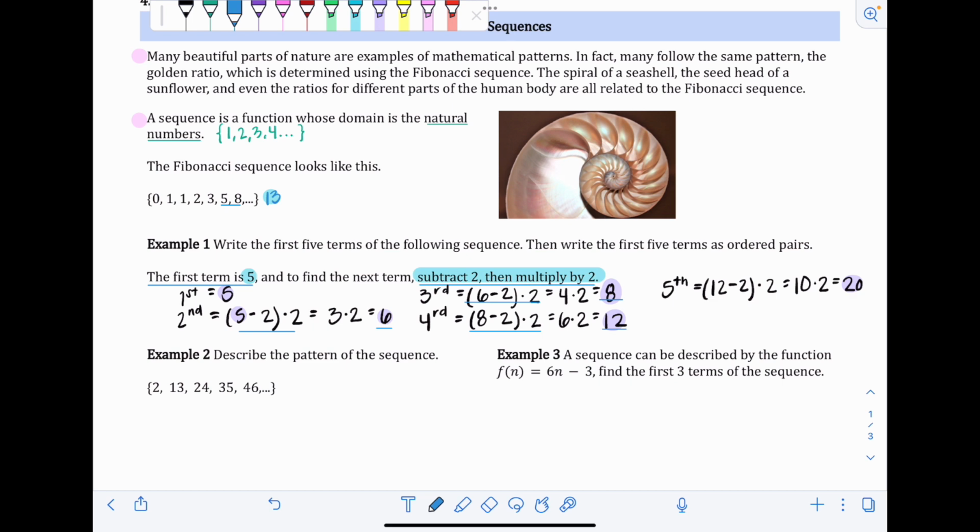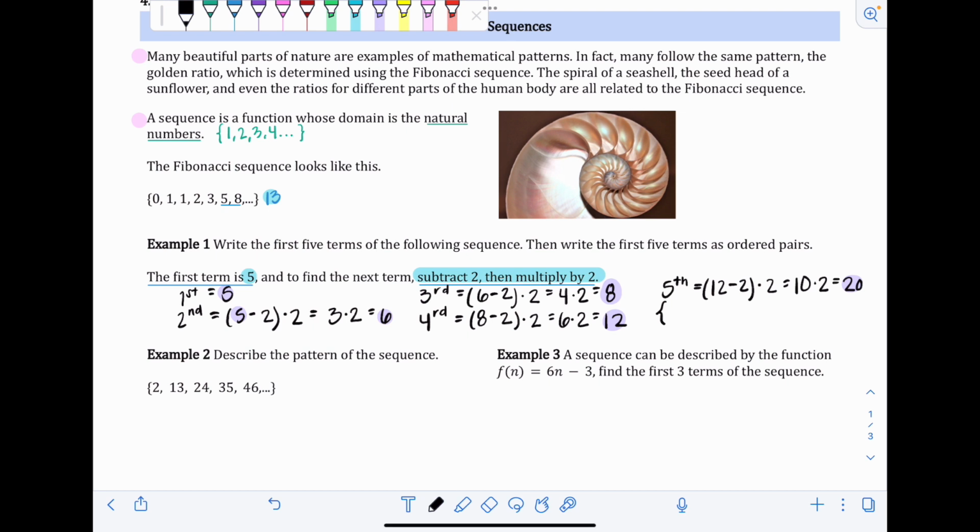And now, the second part of the instruction says to write it as an ordered pair. When we list terms in a sequence as ordered pairs, actually, hold on, I'm going to backtrack a second. If we wanted to write this as a set, like how a Fibonacci sequence is, with those little curly brackets, we would write it with those brackets, and then we just list them in order.